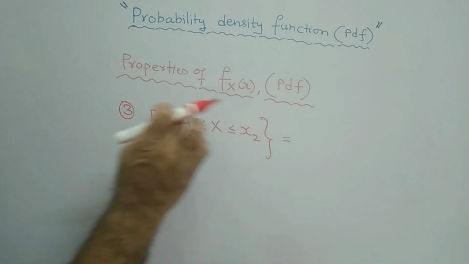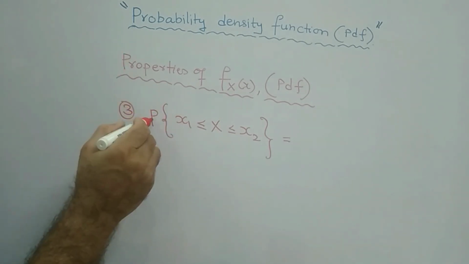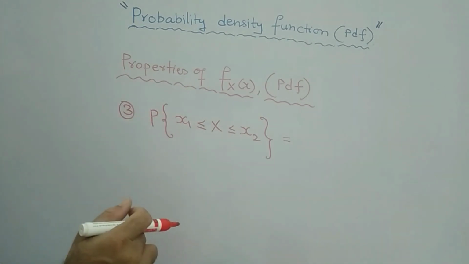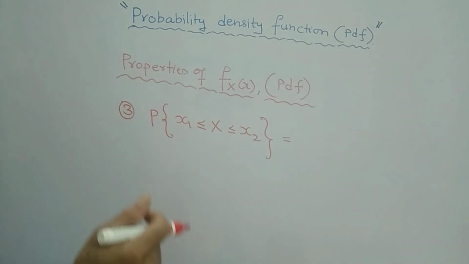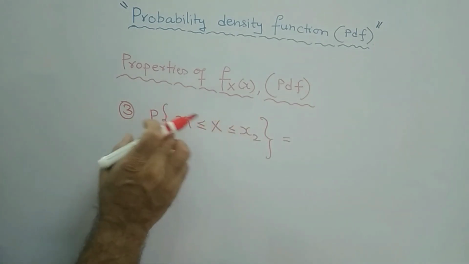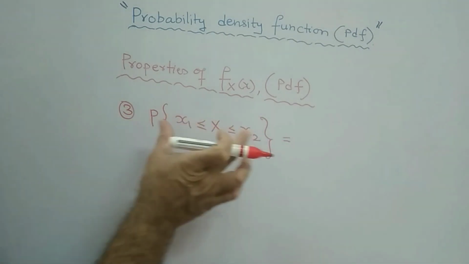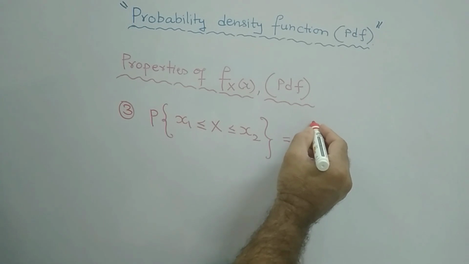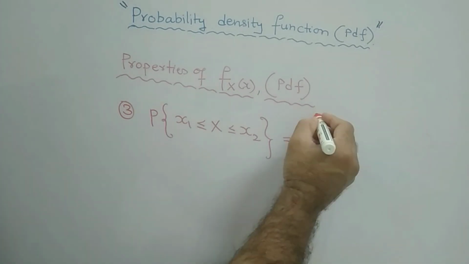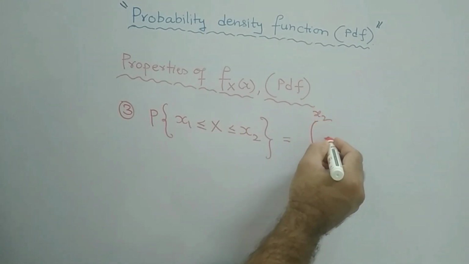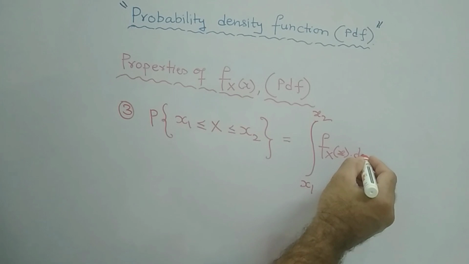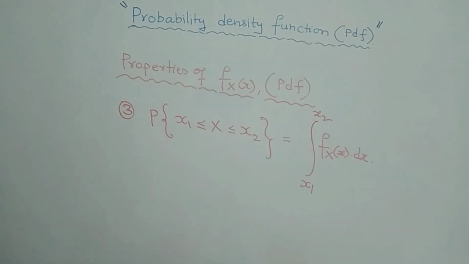And for this particular event, if you take the probability, now this is nothing but your distribution function, can also be a density function even. So this can be written as, the probability of this is nothing but the integral from x1 to x2 of f of x into dx. That's it. That is the meaning of it. Right?